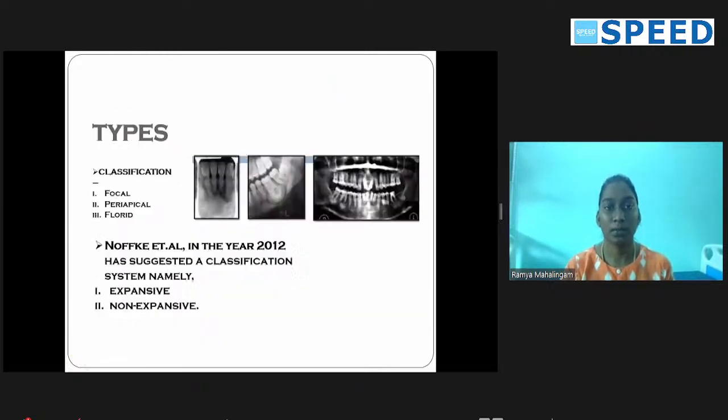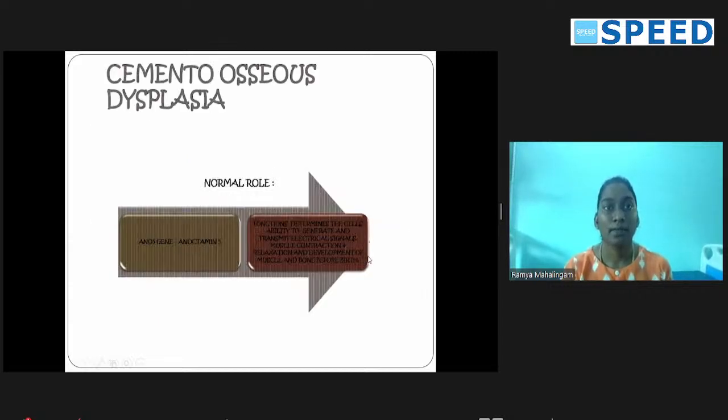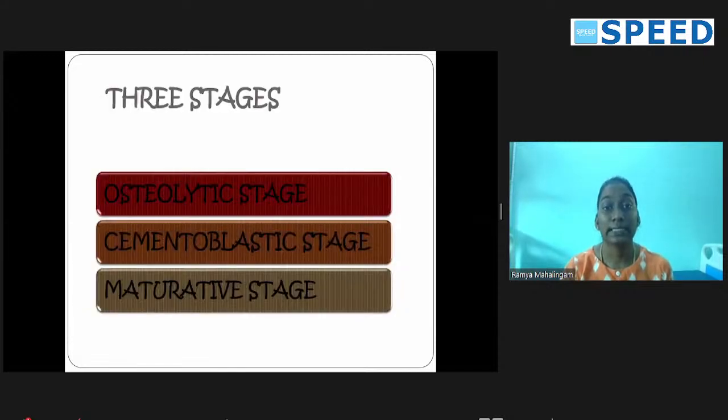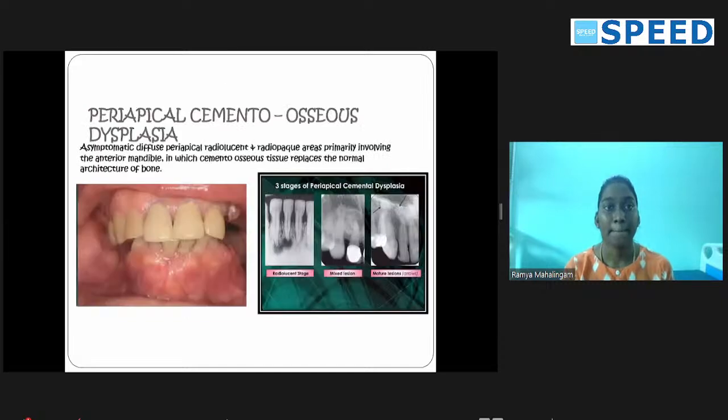And also then you go on to the cemento-osseous dysplasia. Okay, so in this, the 3 stages. The focal is going to be anterior, and the periapical is going to be in the single tooth, and the florid is going to be multiple teeth. Then we went on studying about the genes that are defective in the cemento-osseous dysplasia. Then focal cemento-osseous dysplasia is seen in the molar region. So the stage is very important: osteolytic stage, or cementoblastic stage, and maturative stage. Then periapical, the similar stages.